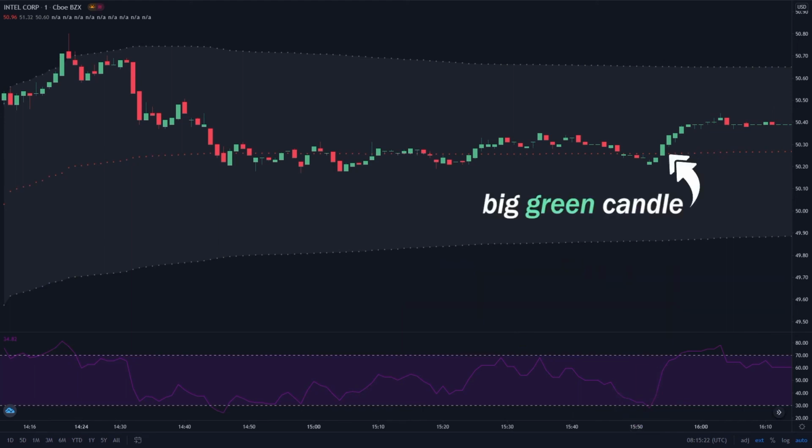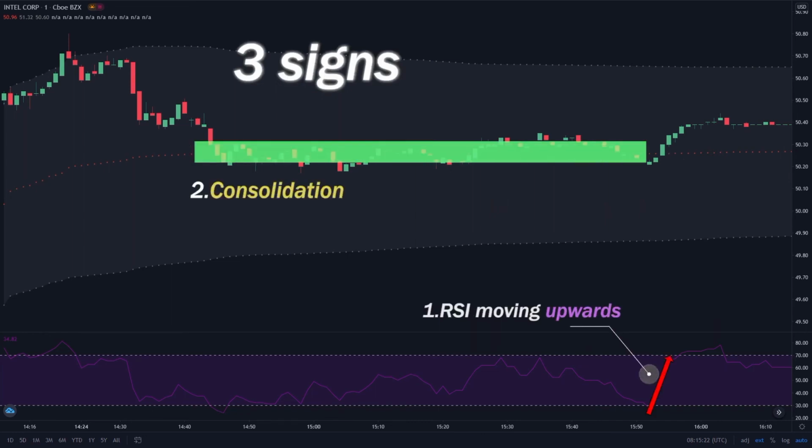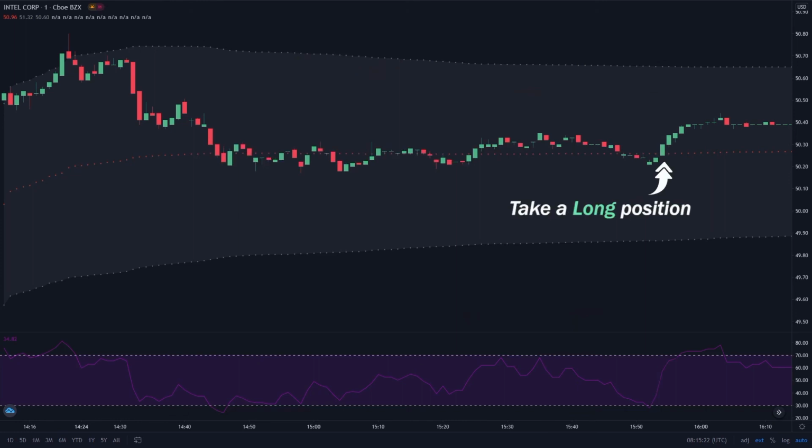A green candle formed, while the RSI is heading upwards. So now, there are three signs. The RSI slowly moving upwards, there's a consolidation before that, and a big green candle formed. This is a good opportunity to take a long position.